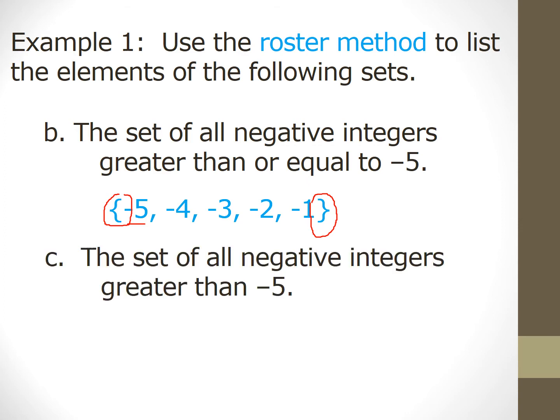Another example, let's look at the set of all negative integers greater than -5. Now this looks very similar to our last one. The difference is it's strictly greater than, so it doesn't include -5. So this would be the same set of four members, -4, -3, -2, -1, and the roster method, we would put them inside these braces.